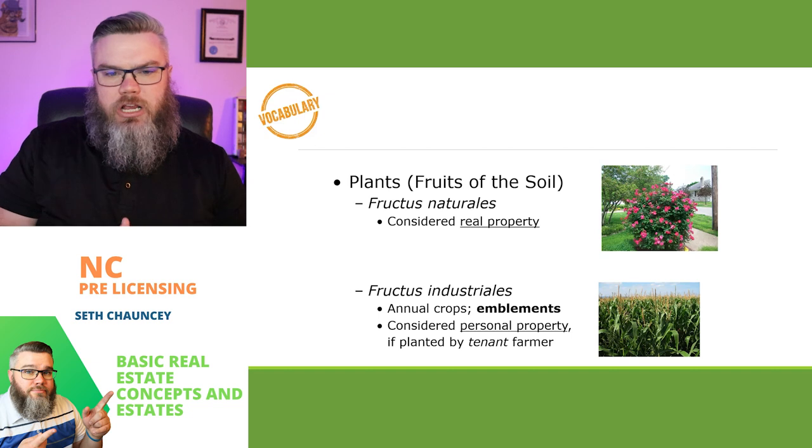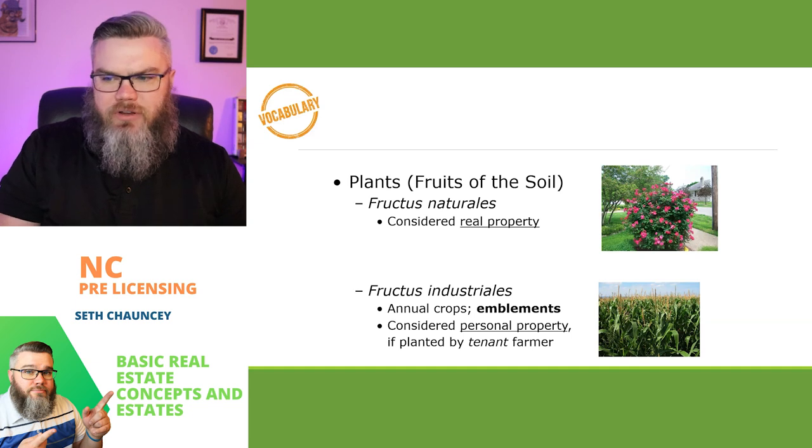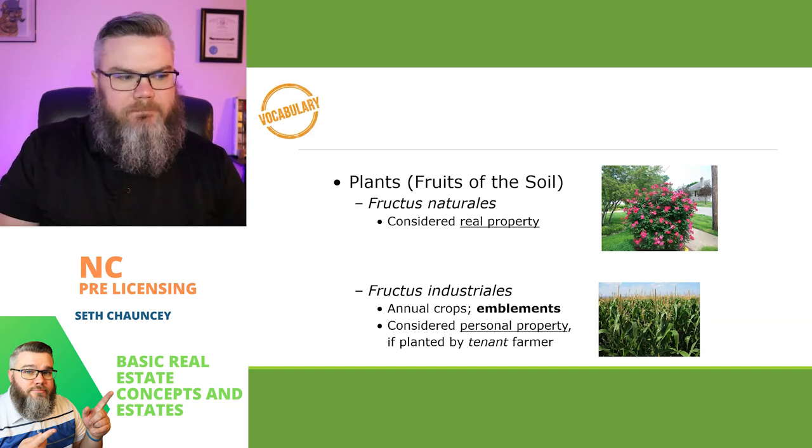Okay, you see the differentiation there. Crops, also called Fructus Industrialis, also called implements, are considered personal property. Whereas your other stuff that you don't harvest, that's considered real property. And it conveys to the house. Everybody good with that?